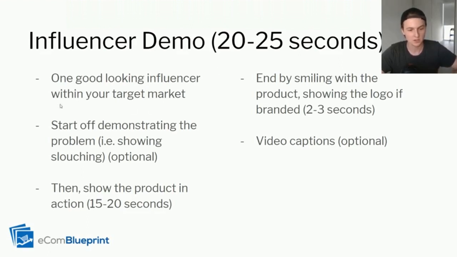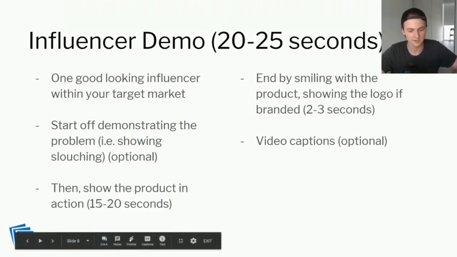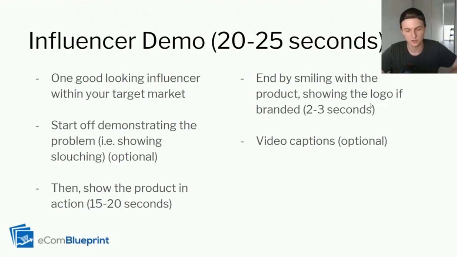And so you want to get a good-looking influencer within your target market. And then they just start off demonstrating the product, or just saying something that'll grab people's attention. Like I said, this is optional, but they should start off doing something that'll get people's attention. And then they just want to show the product in action for 15 to 20 seconds. And then they just end off smiling with the product, showing the logo if it's branded.